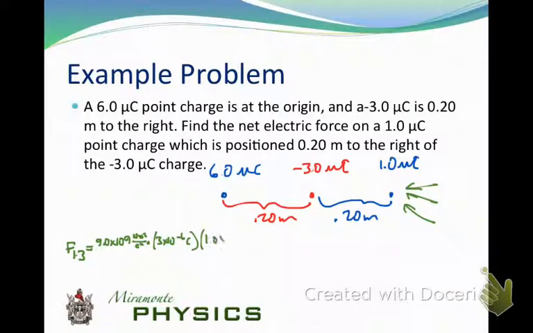k, 9 times 10 to the 9th. q, 3 times 10 to the minus 6 coulombs, times 1 times 10 to the minus 6 coulombs. Again, we don't care about signs. Don't worry about signs when you're doing Coulomb's law. Go ahead and work that out.